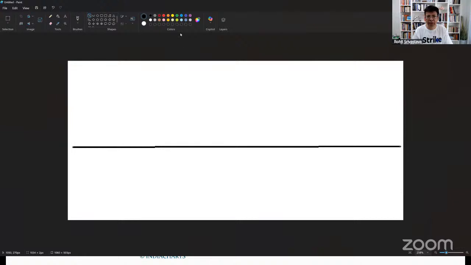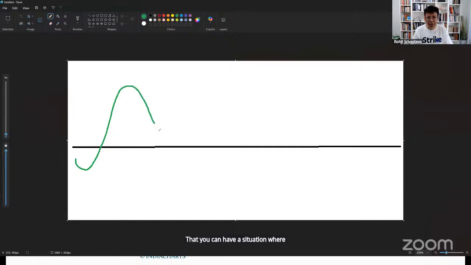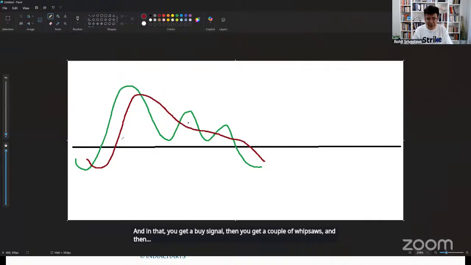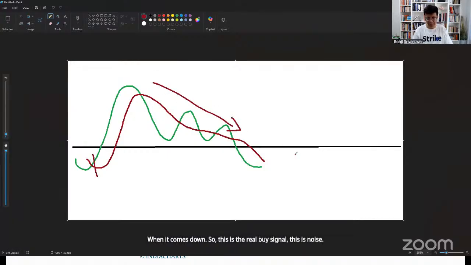There we have the zero line. And what I just mentioned, I'm going to try and do that, which is that you can have a situation where this simply comes down here, even then continues, it even does this. This is a very, very real situation. It actually happens. And in that you get a buy signal, then you get a couple of whipsaws, and then it comes down. So this is the real buy signal. This is noise. So how do we deal?